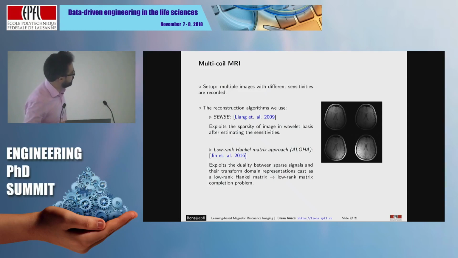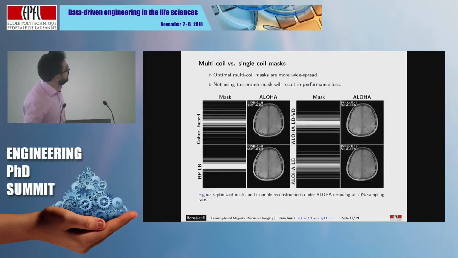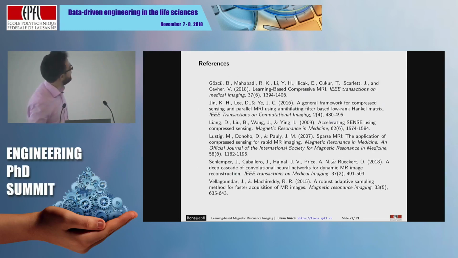It exploits the sparsity of the image after estimating these sensitivities. And another approach is ALOHA. It transforms the image reconstruction problem into a low-rank completion problem. And now let's, oh, what happened?